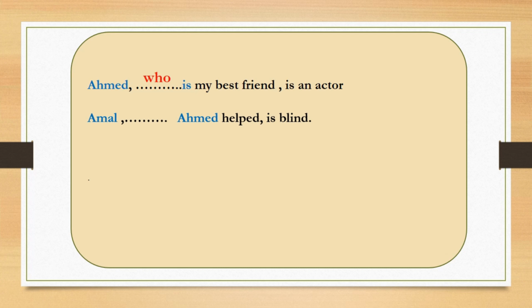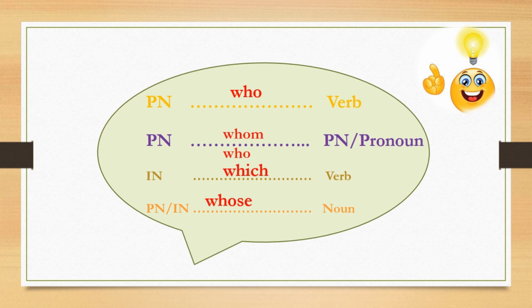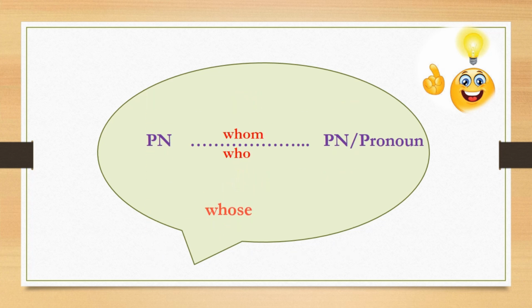Amal, Ahmed helped is blind. Here we have to use whom or who. Amal, whom Ahmed helped is blind, or who Ahmed helped is blind. Now here we have personal noun. Personal noun we use whom or who. لاحظوا أن عندنا أمل اللي هي اسم عاقل ومورها أحمد اسم عاقل. دونك هنا عندكم اختيار ديروا whom ولا who. We have personal noun or pronoun we use whom or who.